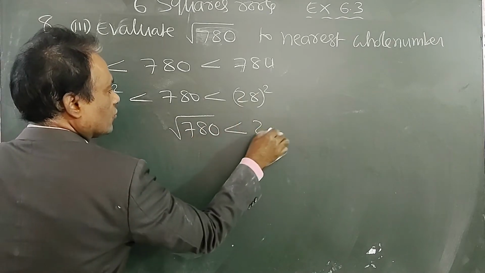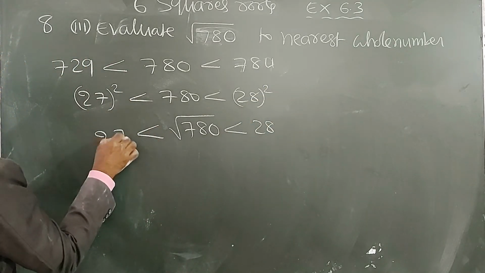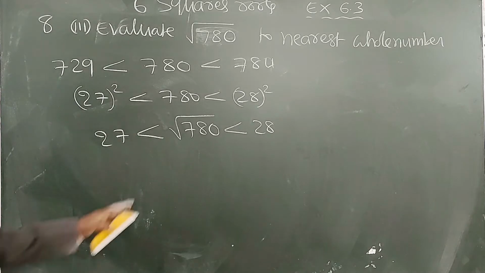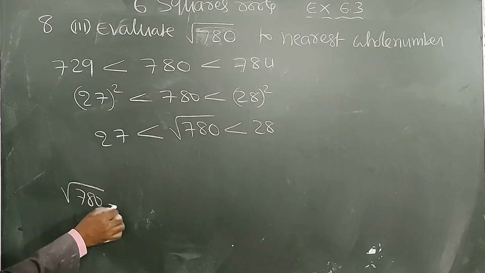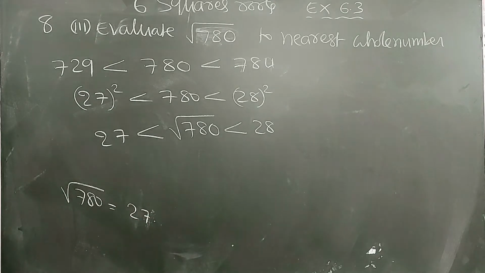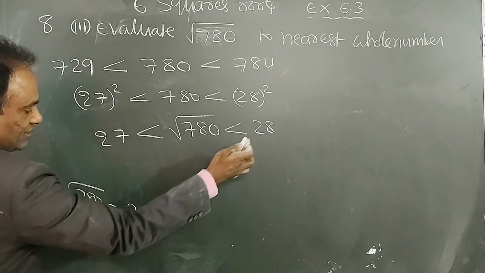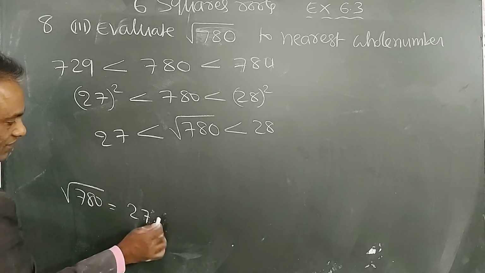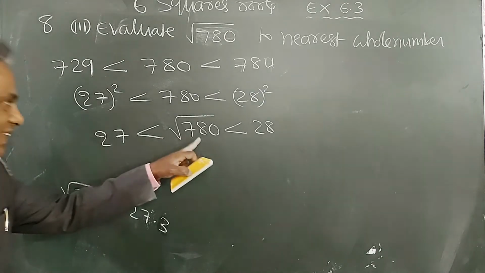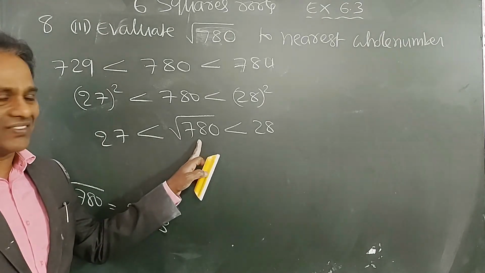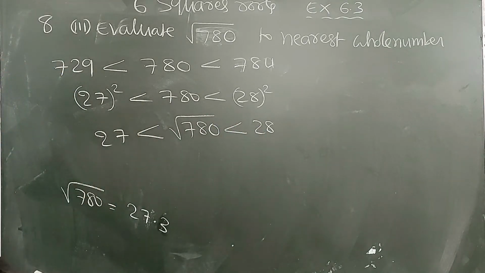If you apply the root, the square cancels, 28. If you apply the root, the square cancels, 27. So the value of root 780 will be approximately 27 point something. If it is 27.6, it is near to 28. If it is 27.3, it is near to 27. We are not asked to find the exact answer, but whether it is near to 28 or near to 27, that we have to decide.